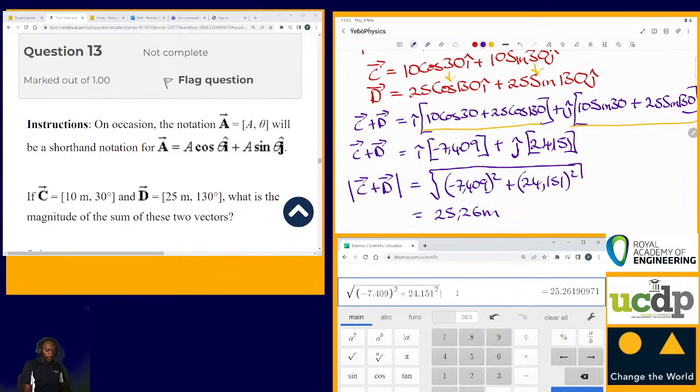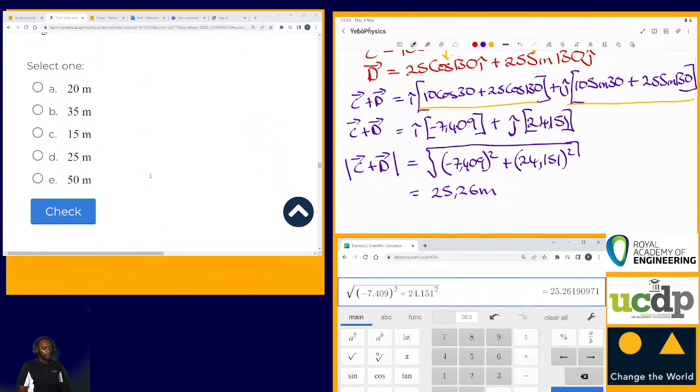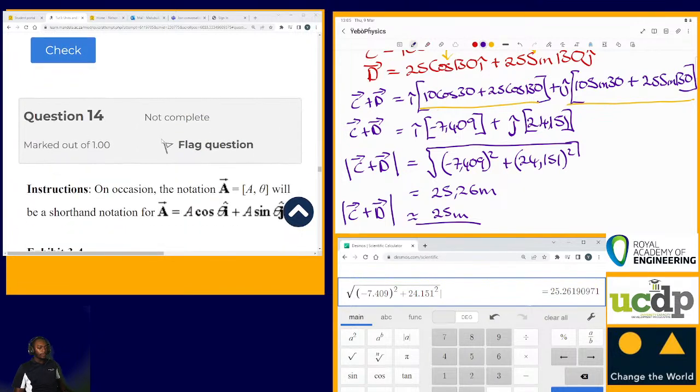Please confirm if we are getting the same answers there. So let's just confirm if our answer is correct. Our answers have been given in that form. So this is 25 meters. That's our magnitude of C plus D. Is that okay? All right, so moving on.